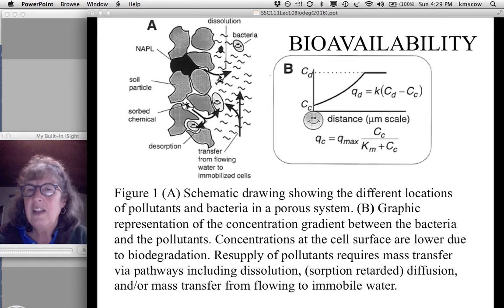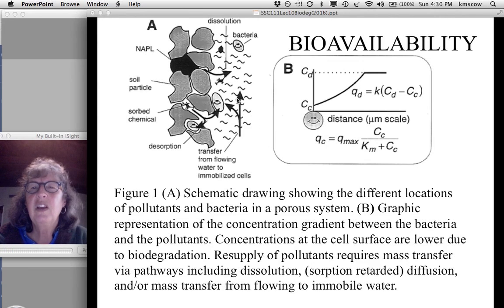This would be that slower phase of this compound being dissolved and coming into solution, and then microbes could degrade it. Here's another bioavailability challenge of sorption, where the molecule is stuck to the surface, but it will slowly desorb, and then microbes will be able to degrade it when it comes out.